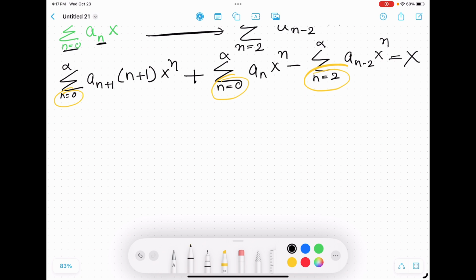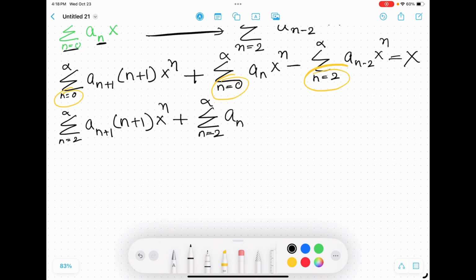So I have my summation n equal to 2 to infinity a sub n plus 1 times n plus 1 times x to the power n. And then I also want to start my second starting index from 2. So I have summation n is equal to 2 to infinity a sub n x to the power n. And then I have my third starting index, which is already at 2, so I do not have to do anything with it. Okay. So we have made sure that our starting indexes are the same.